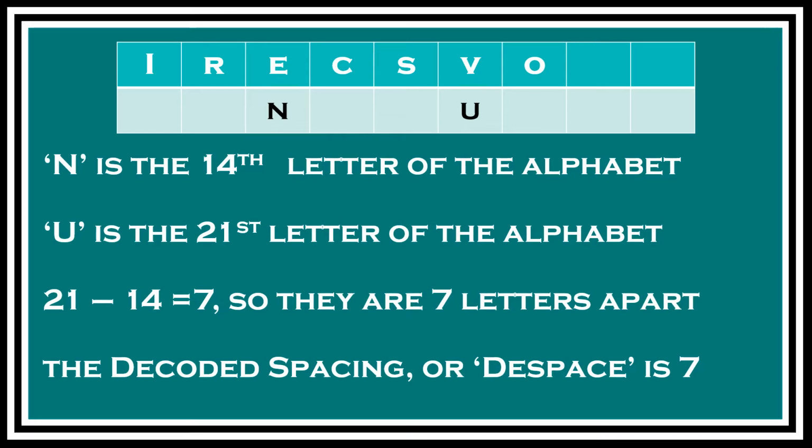So the two letters from the original message that we are given are N and U. N is the 14th letter of the alphabet, U is the 21st letter of the alphabet, which puts them 7 letters apart in the alphabet, and so our decoded spacing, our D space, is 7.